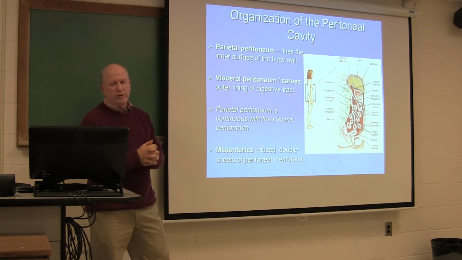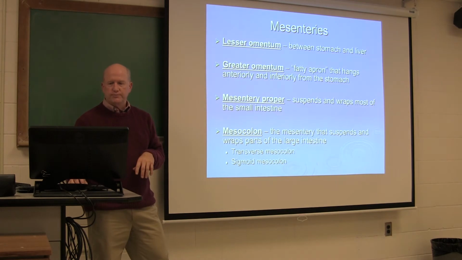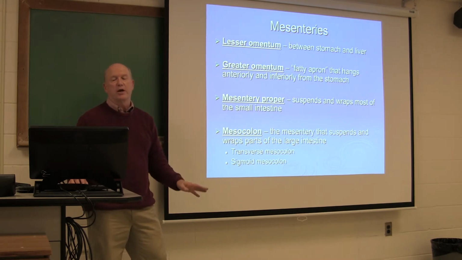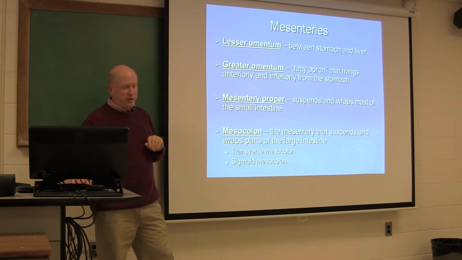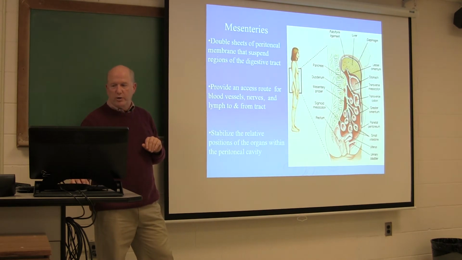So that's usually what we do see, though. Okay. There are different types of mesenteries. The lesser mesentery, greater mesentery or greater omentum is probably obviously the biggest and the strangest looking one.